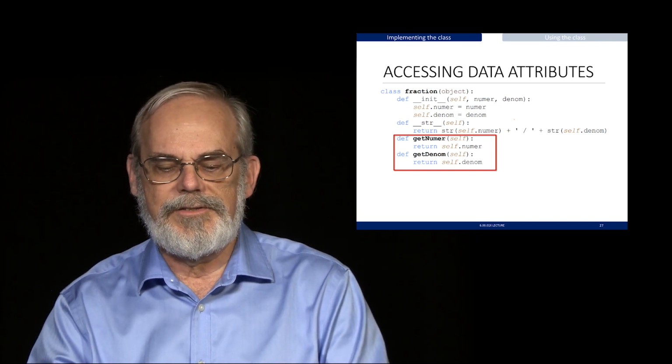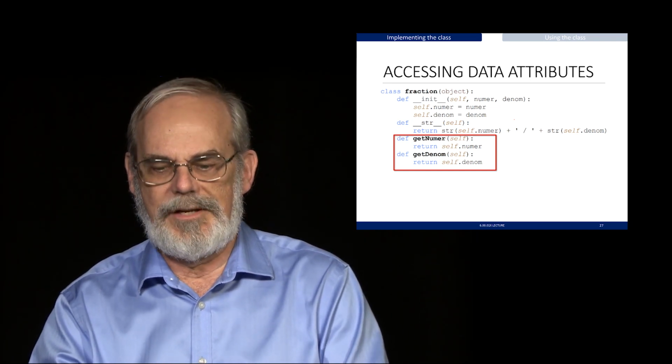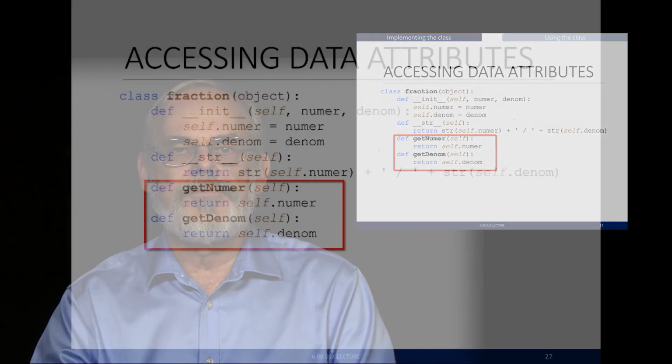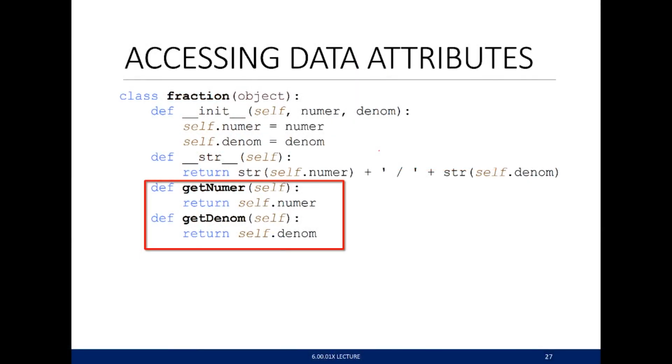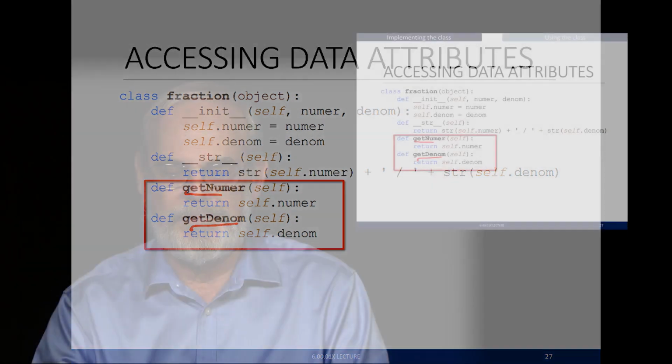And the new idea is to create something that lets me access data attributes. These are often called getters. I'm going to get out the elements of that. And here, I'm going to define a getter for numerator and a getter for denominator. I'm going to give them obvious names. I could give them anything, but I'm going to say getNumer should give me back the numerator of a fraction, and getDenom should give me back the value of the denominator of an instance of a fraction.